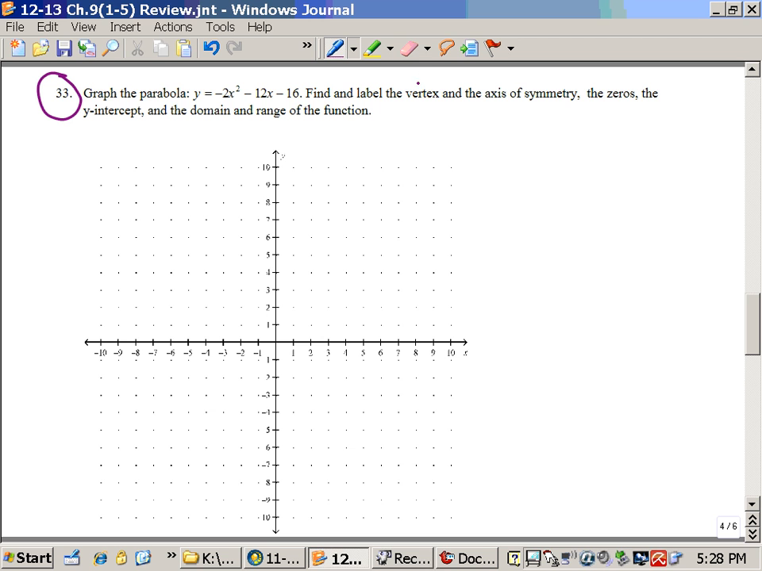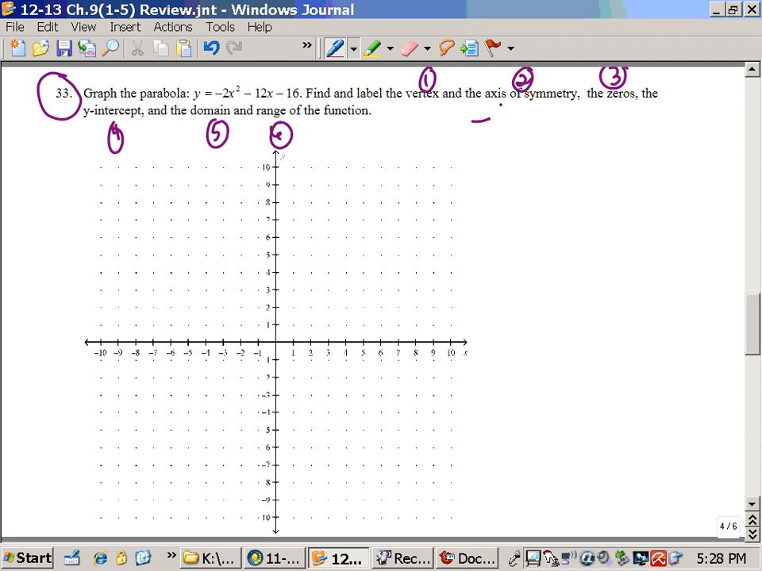Okay, now on this problem, we have to find a lot of different things. The first thing we need to do is find the vertex, then the axis of symmetry, the zeros, the y-intercept, the domain, and the range. Now I'm going to do this just by hand so that you make sure you understand, and I will also show you on the calculator so you can see what it looks like on the calculator.